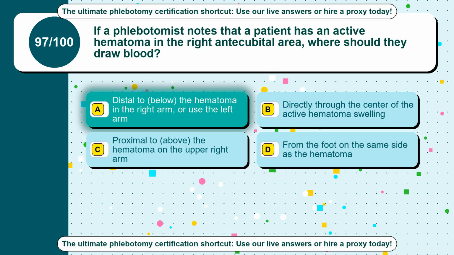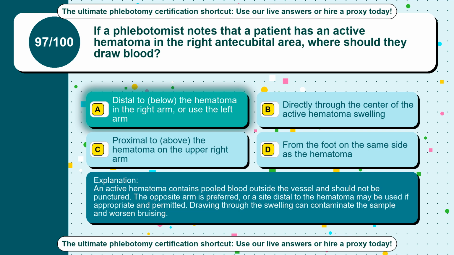The correct answer is option A. Distal to, below, the hematoma in the right arm, or use the left arm. An active hematoma contains pooled blood outside the vessel and should not be punctured. The opposite arm is preferred, or a site distal to the hematoma may be used if appropriate and permitted. Drawing through the swelling can contaminate the sample and worsen bruising.